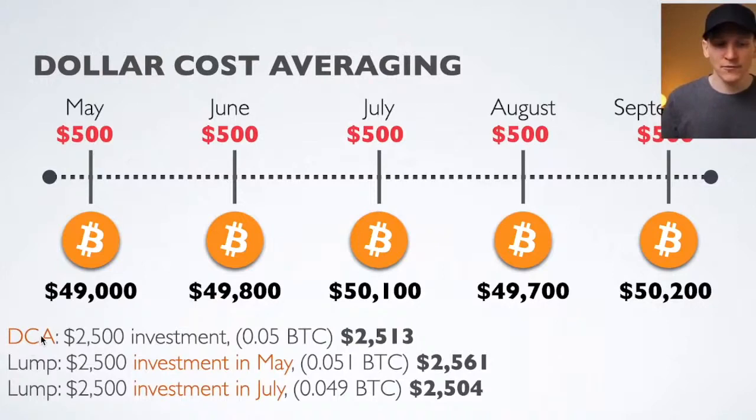Let's say I dollar cost averaged into Bitcoin over 5 months. My investment overall, $2,500 would buy me 0.05 of a Bitcoin. Now in September, that would be worth $2,513. I've definitely made some profit here because the Bitcoin price has gone up for me and I bought some cheaper. I bought some at 49, I bought some at 49.8. It's all under this, so I'm up on my trade.